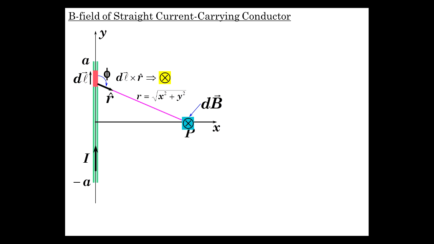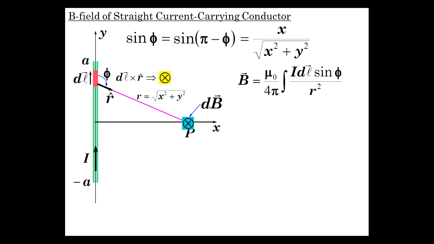That is going to be the direction of the B field collectively, because they're all doing the same thing, all the little dIs. Now, the sine of phi equals sine of pi minus phi. So here we have phi. If you take 180 minus this angle, we get this angle. So the sine of this angle is opposite, which is x, over hypotenuse, square root of x squared plus y squared. So there's the sine of the angle.